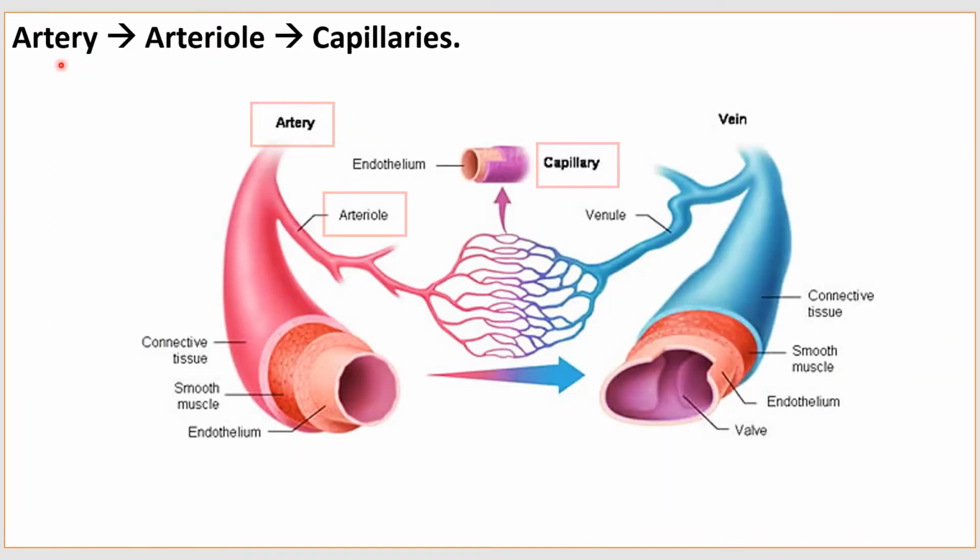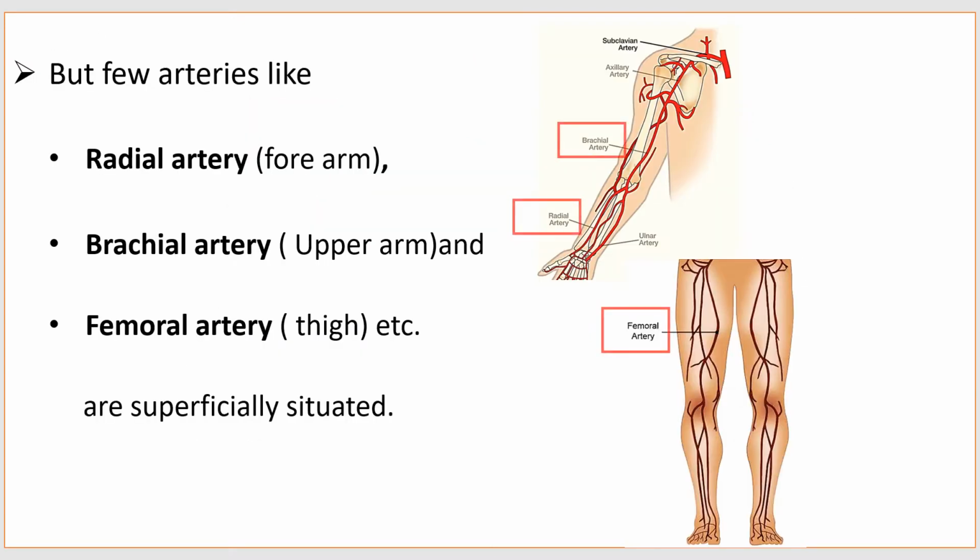Now look here, the artery divides into arteriole and the arteriole divides into capillaries. But a few arteries like the radial artery of the forearm, the brachial artery of the upper arm, and the femoral artery in the thigh are superficially situated.